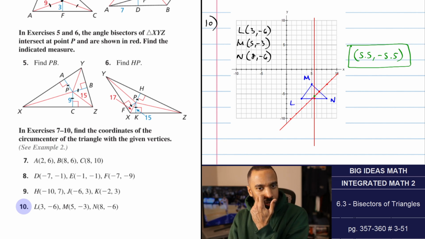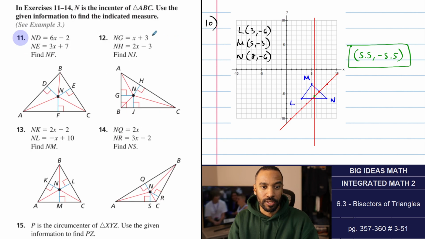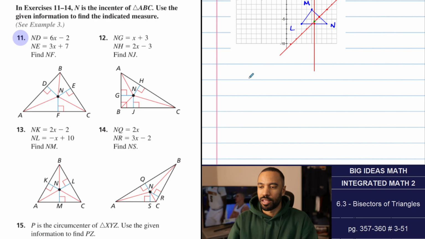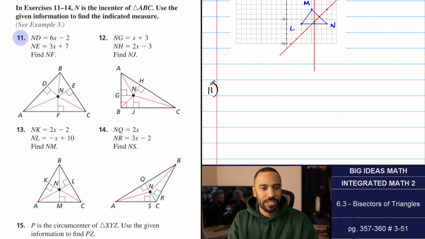A little bit of a slowdown on those last 4 problems, but now we've got fewer graphs. Okay, number 11. Looks like 11 through 14, we are now talking incenters. So, N is the incenter of triangle ABC. Use the given information to find the indicated measure.